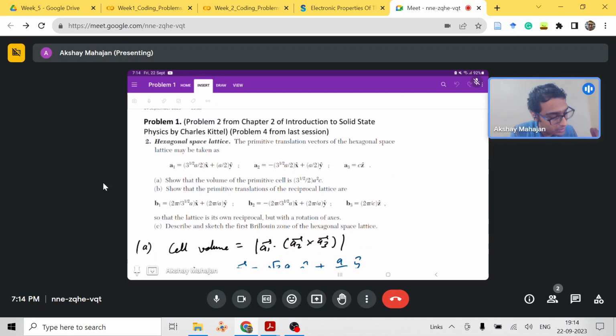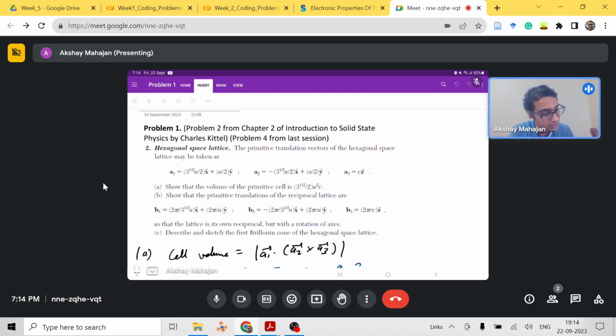What we are given is a hexagonal space lattice, and for that hexagonal space lattice we have been provided the primitive lattice vectors A1, A2, and A3. So A1, A2, A3 were given to us.